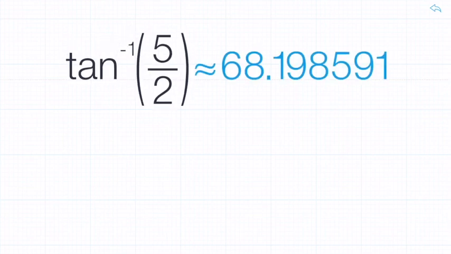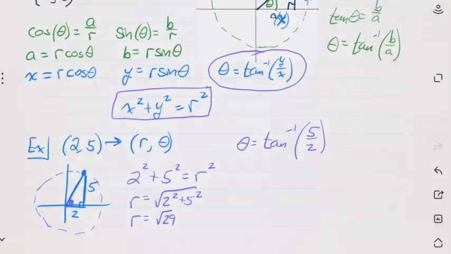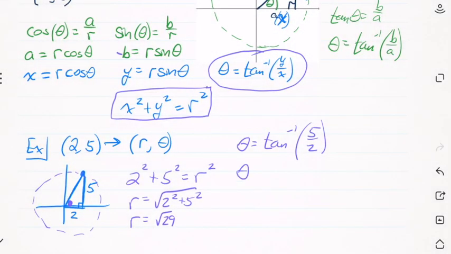Depending on, again, if it wants it in radians or degrees, make sure your calculator is in one mode or the other. This one's in degrees right now. So it's 68.2 degrees. So theta is approximately 68.2 degrees. And I'm writing that down really quickly because that's what my calculator told me.